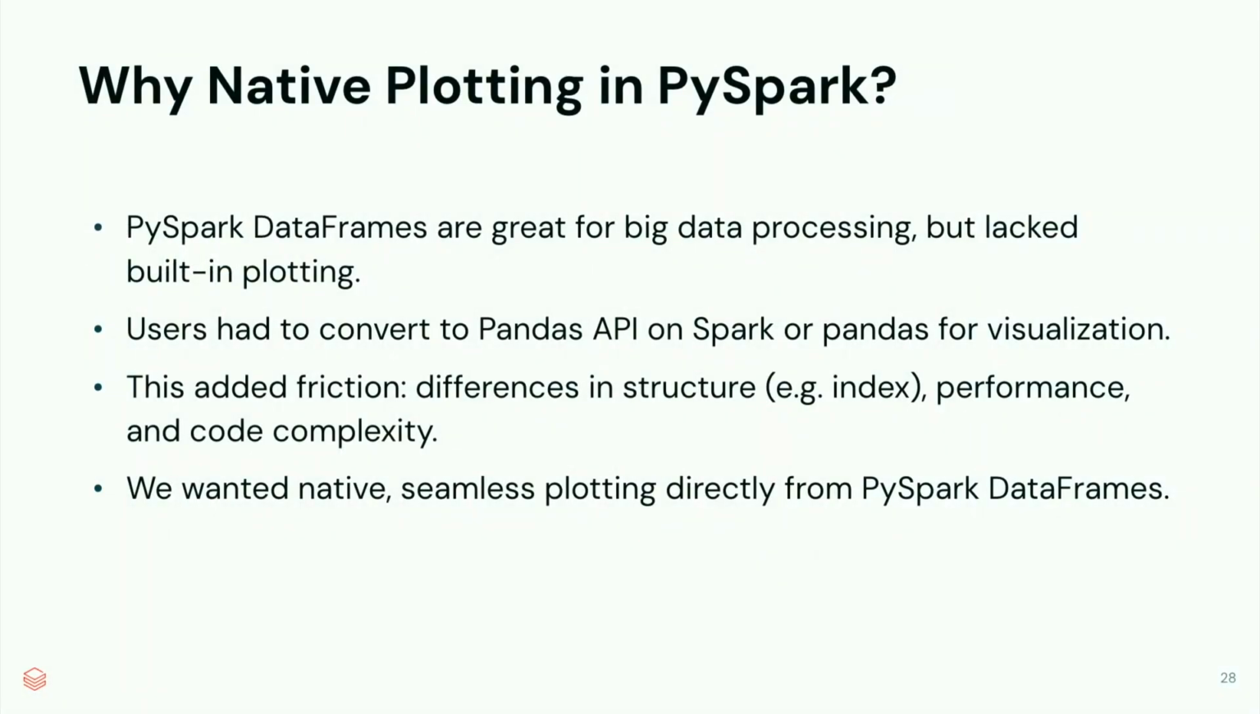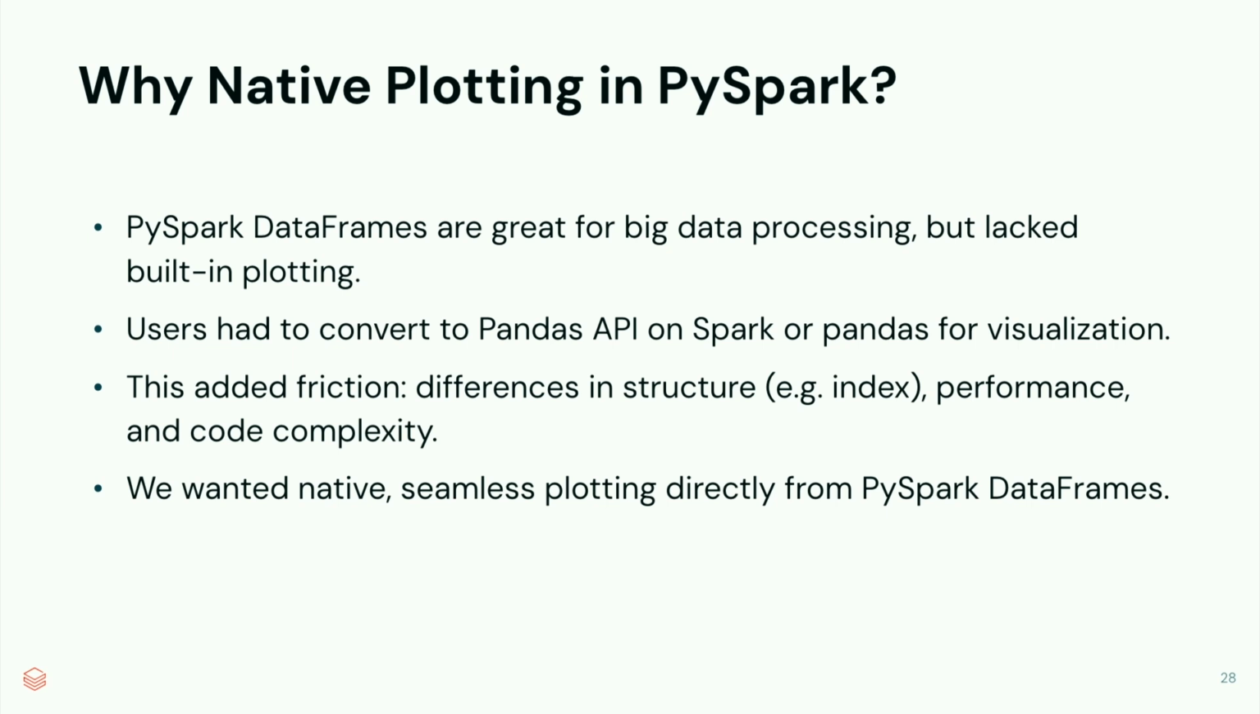In PySpark, data frames are built for big data processing. They are very good at it, but we didn't have built-in plotting, so it didn't provide visualizations. Users had to convert the PySpark data frame to a pandas frame or pandas on Spark frame in order to do the plotting. That's not very convenient. Also, pandas or pandas on Spark frames have the index column, but the index concept does not exist in PySpark. So that adds friction. Also, you have the performance and code complexity cost.